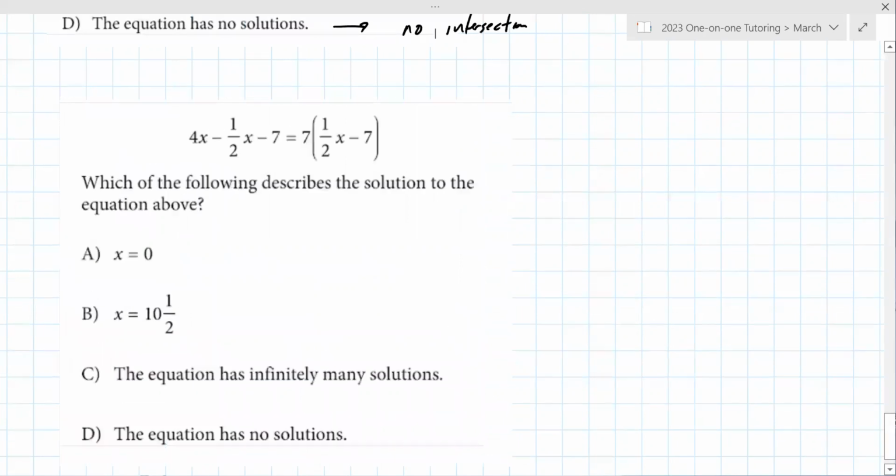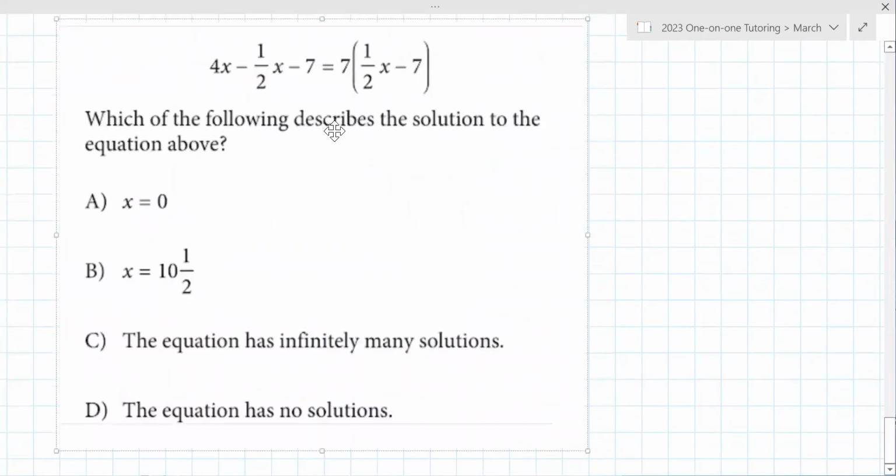Which of the following describes the solutions to the above equation? And this equation looks awful. You might think, well, maybe I'll just try the answer. We'll get to when to do that. That's not always a good strategy. Definitely wouldn't want to try 10 1/2.